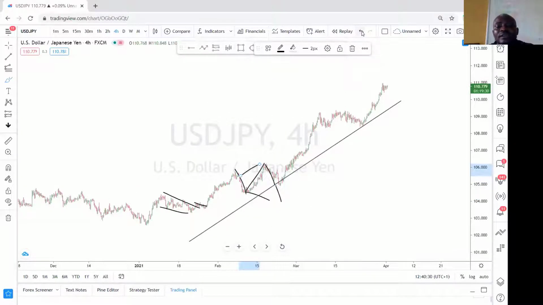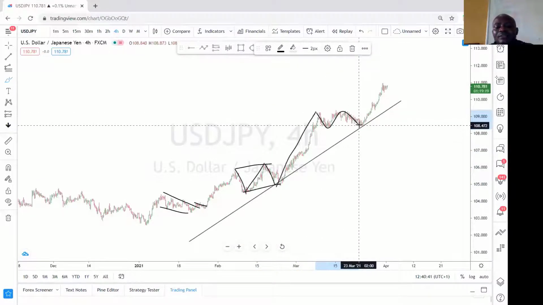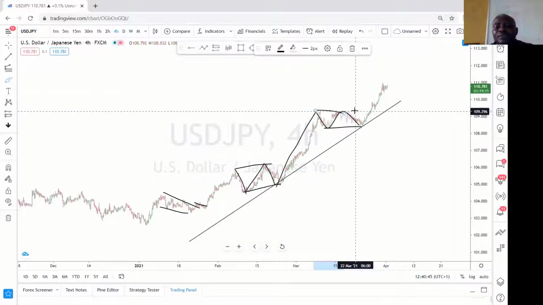Unfortunately, we did not get an expanding flat. Instead, we got a running flat, and we missed this trade. We couldn't pursue it. But we didn't miss this one. Another correction was available here. What do we do? We pull the trigger here.